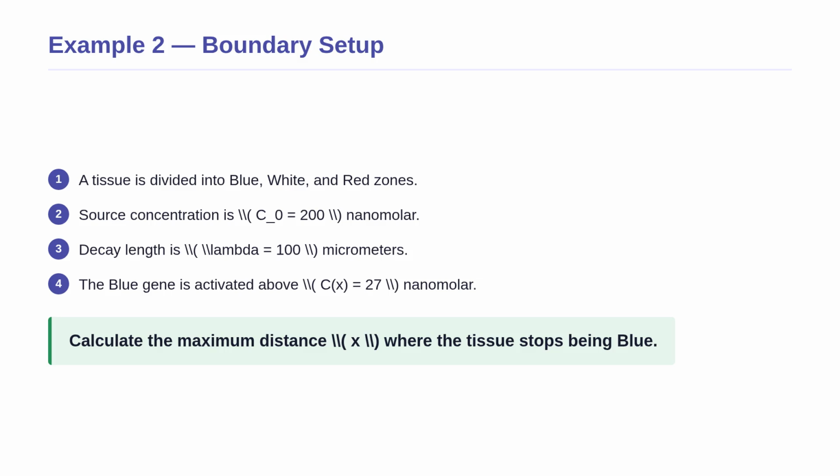That first example showed us how to find concentration. Now, let us look at a slightly more complex scenario involving the French flag model, where a tissue is divided into 3 distinct zones: blue, white, and red. A morphogen is secreted with a source concentration of 200 nanomolar and has a decay length of 100 micrometers. The blue gene is only activated when the morphogen concentration is above 27 nanomolar. We need to calculate the exact physical boundary, meaning the maximum distance x where the tissue stops being blue and transitions into the white zone.